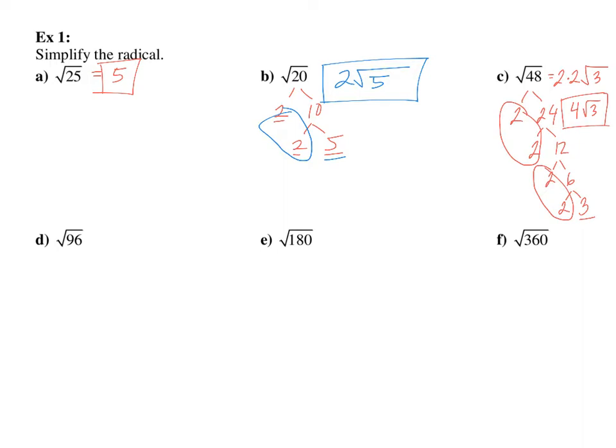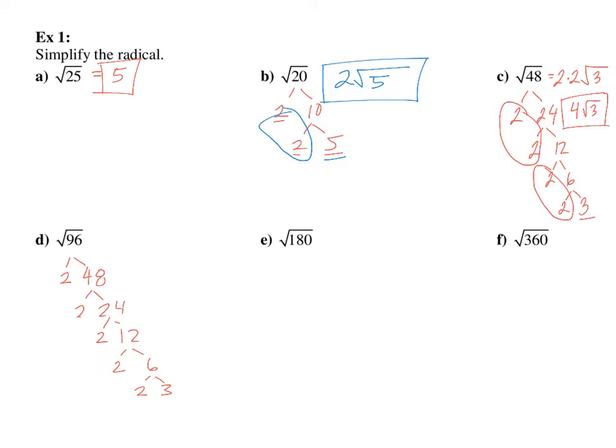All right, 96. 2 times what? 48. Then we have 2 times 24, 2 times 12, 2 times 6, and 2 times 3. Now notice that I'm always using the smallest prime, because if you don't use the smallest prime, then you get a tree that has branches all over the place, and then you're going to start losing your primes and get the wrong answer because of that.